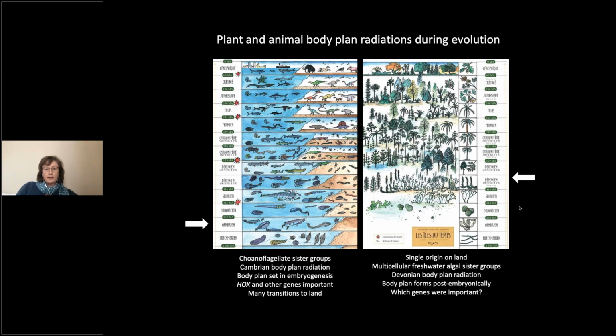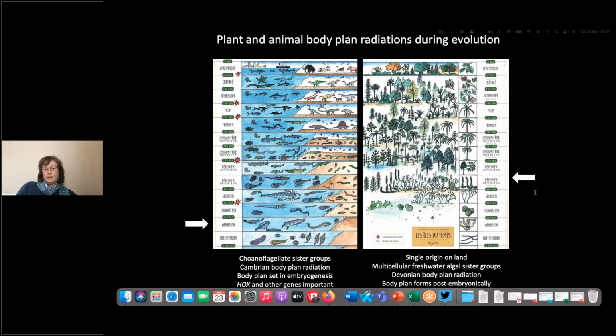And animal body plans arise during embryogenesis, and body plan diversity reflects changes in HOX gene activity during embryonic patterning. And this patterning sets the number of body segments and their identity, for example, as thorax or abdomen or limb-bearing segments.